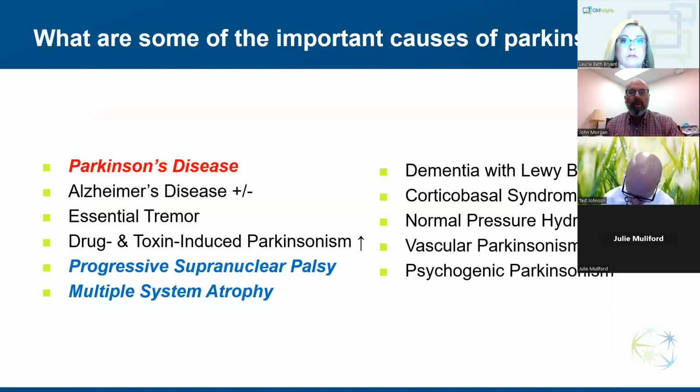So what are some of the important causes of Parkinsonism? I have way too many slides today. I didn't realize how long I was going to talk, but you can save these for reference as well, the ones I don't get to. Parkinson's disease is certainly the most common cause of Parkinsonism. Again, bradykinesia at least, plus other features like resting tremor on one side, cogwheel rigidity, and sometimes gait disturbance as the disease progresses in most patients.